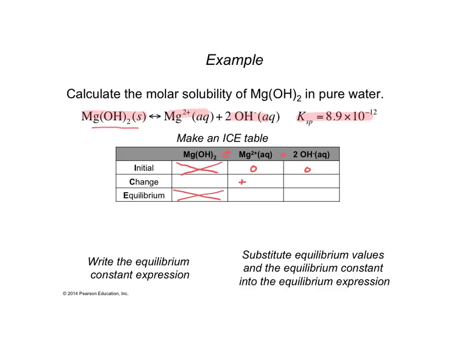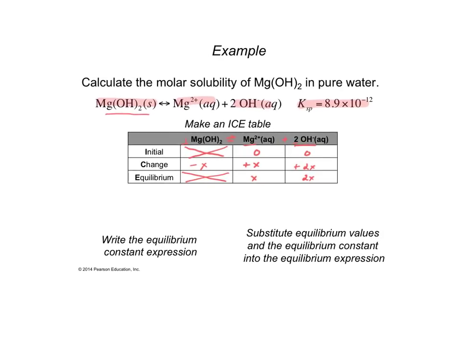So these are going to gain x, the magnesium is. The hydroxide, because of the 2, is going to gain 2x. And then, because there's a 1 in front of the magnesium hydroxide, it would lose x in this process. So now we're going to go ahead and sum the columns. So 0 plus x is x, and then 0 plus 2x is 2x.